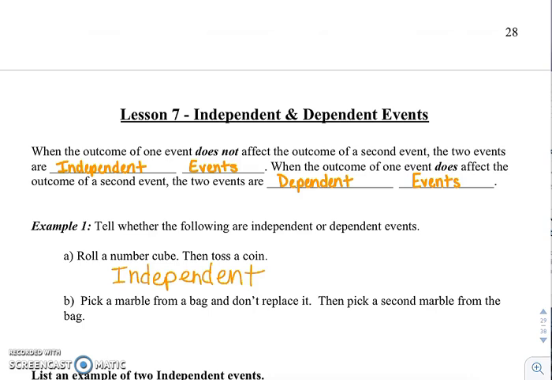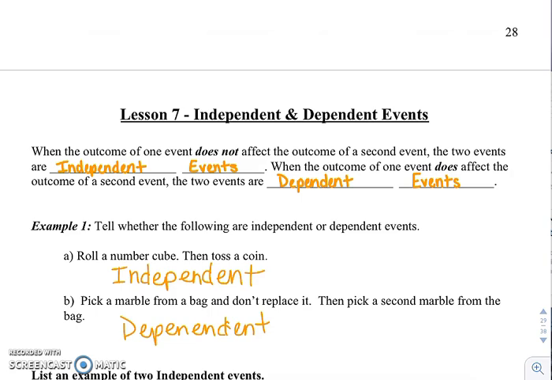But what if you pick a marble from a bag, you don't replace it, then you pick a second marble from the bag? If you're trying to find the probability, depending on what that first marble is, it's going to change the whole probability of what that second marble could be that you pick. So these two events would be dependent of one another.